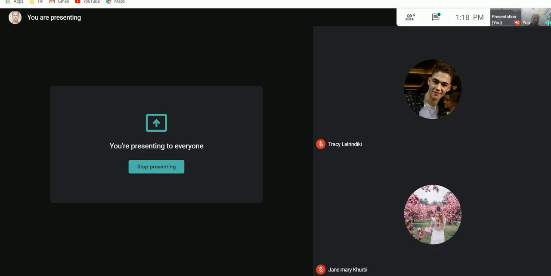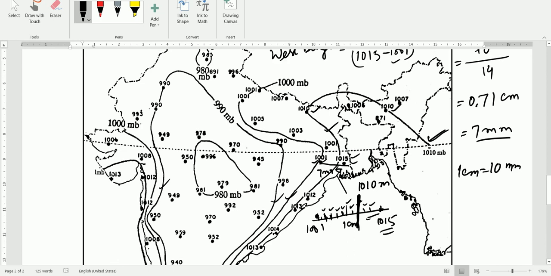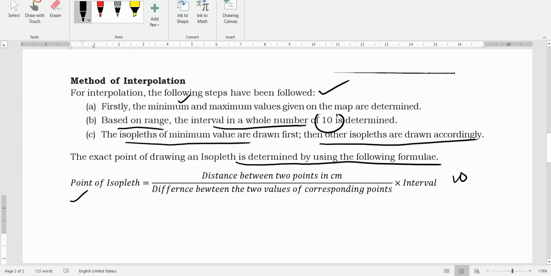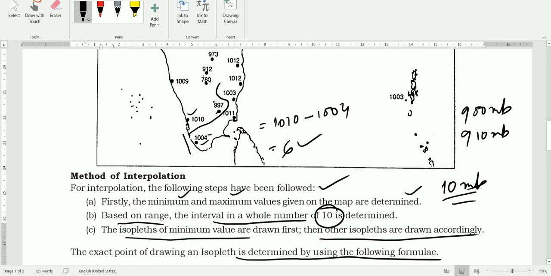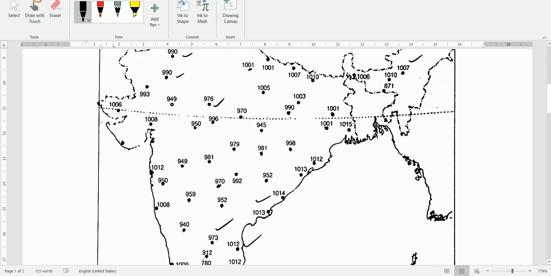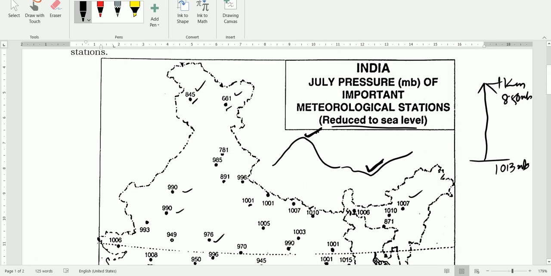Then for drawing on the practical notebook, if you have a printer, or if near your house there is any DTP or computer printing shop, then you may print this question paper, I mean this map, and plot on it after seeing the answer given below.